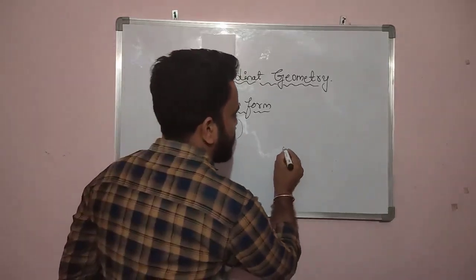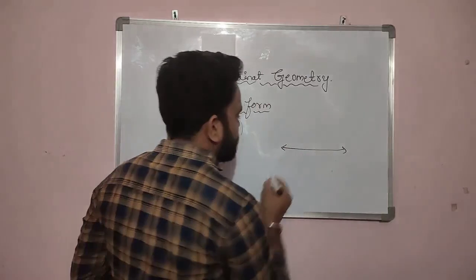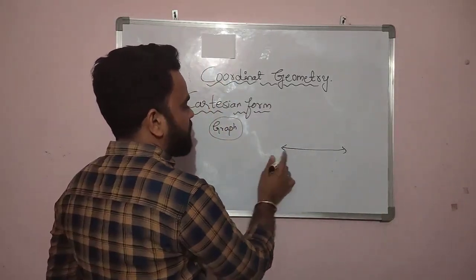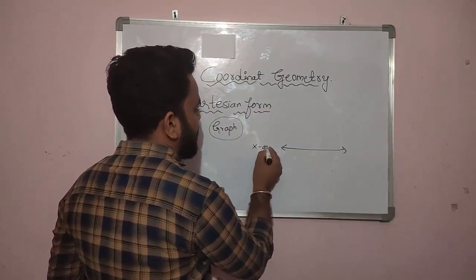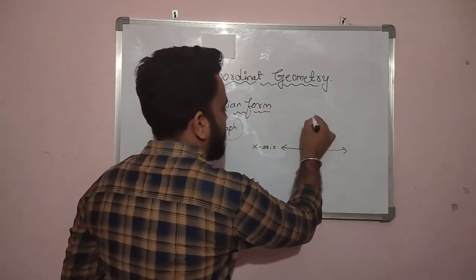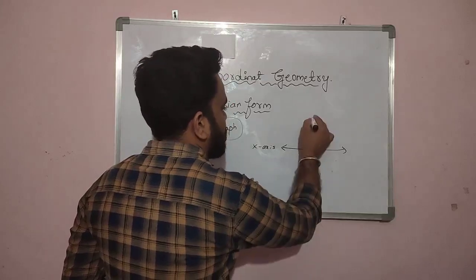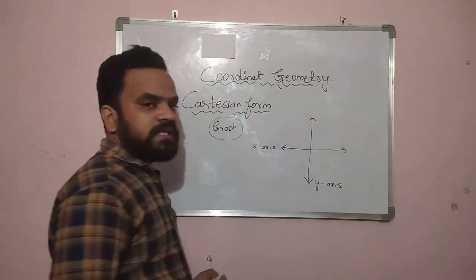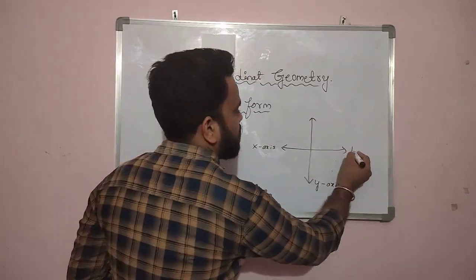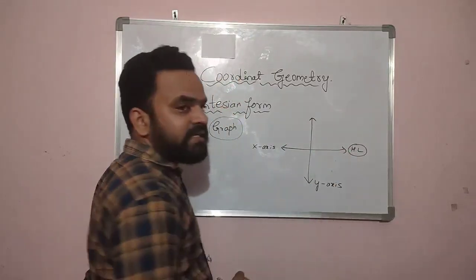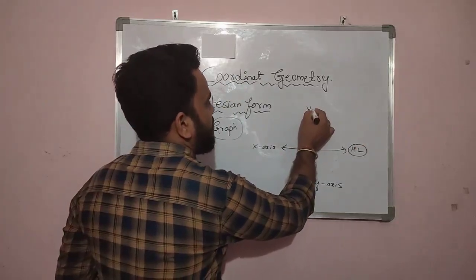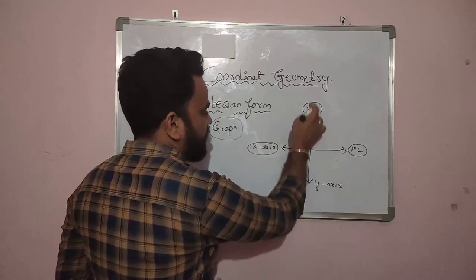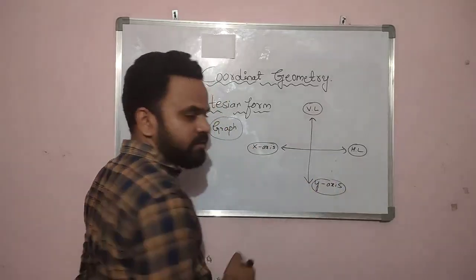See, here there will be a horizontal line. The first basic of the graph or the coordinate geometry, there will be a horizontal line which is called x-axis, and there will be a vertical line which is called y-axis. Two lines will be there. One is horizontal line, and one is vertical line. The horizontal line is called x-axis and vertical line is called y-axis, right?